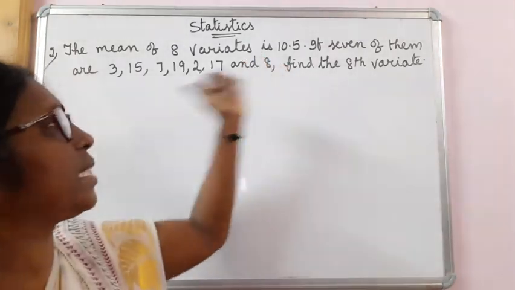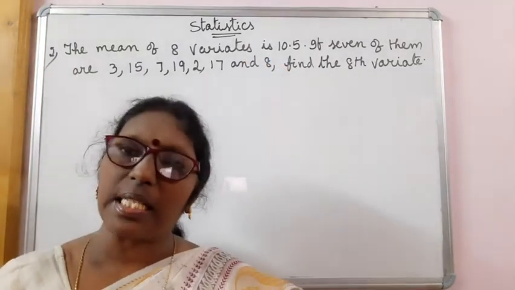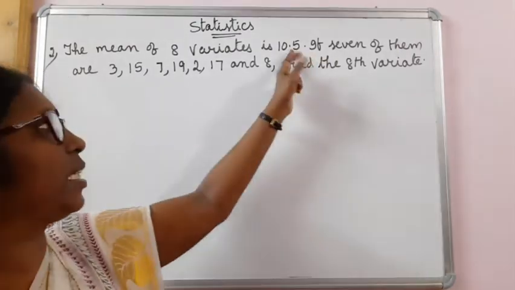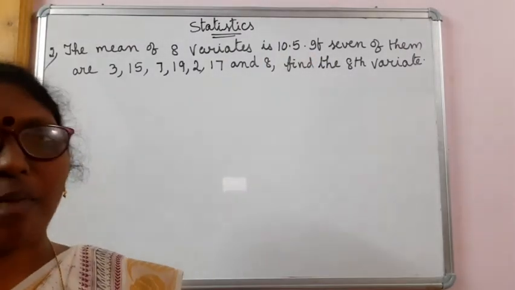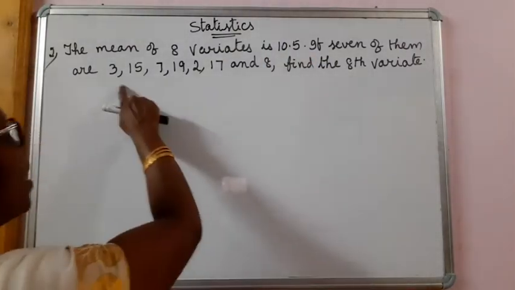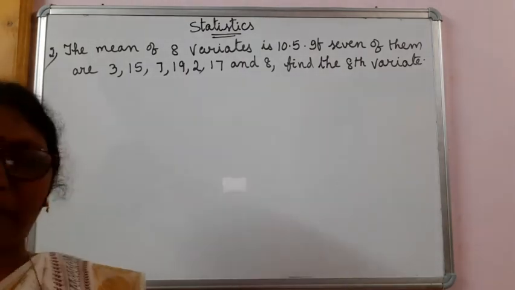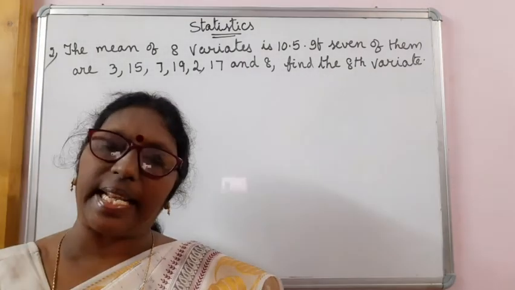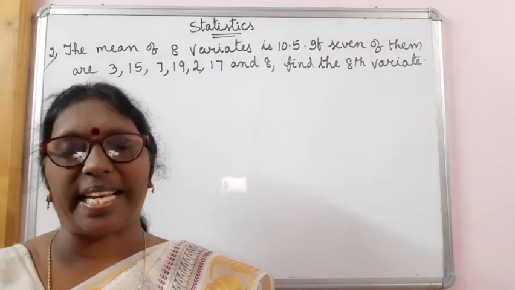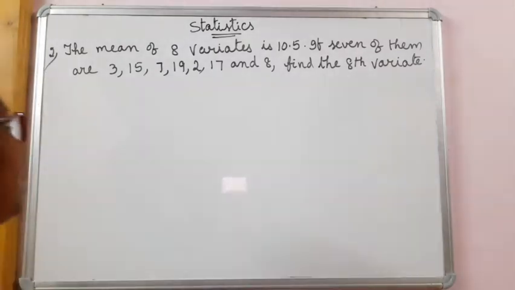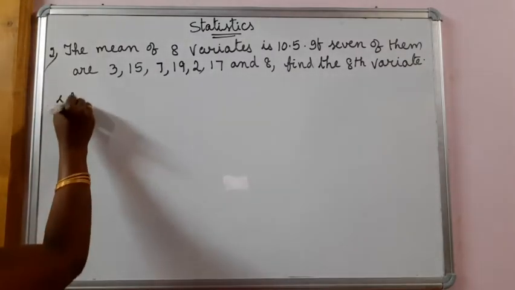The mean of 8 variates is given to us. We can find the sum of 8 variates by multiplying this by 8. And when we add all the 7 given variates, we get the sum of 7 variates. So the 8th variate is the sum of 8 variates minus the sum of 7 variates. Very simple question.